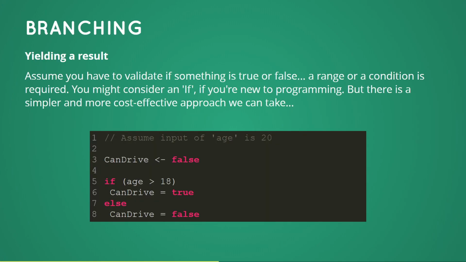We have to assume that we're getting a result here. Let's validate if something is true or false. A range or condition is required. You may consider using an if statement if you're brand new to programming, but there is a simpler and more cost-effective approach that we can use instead.